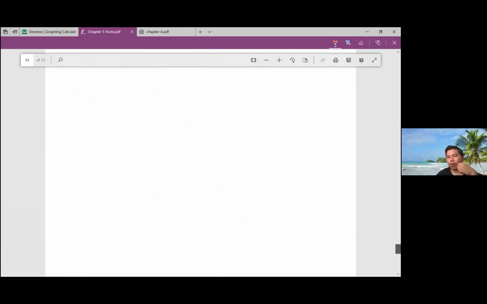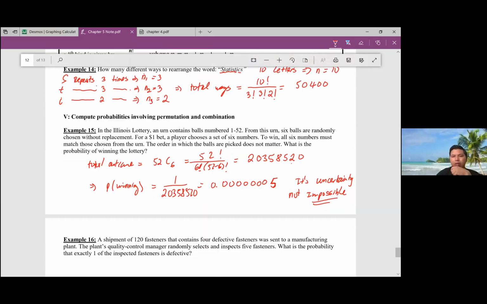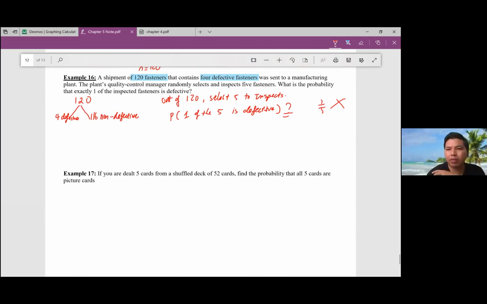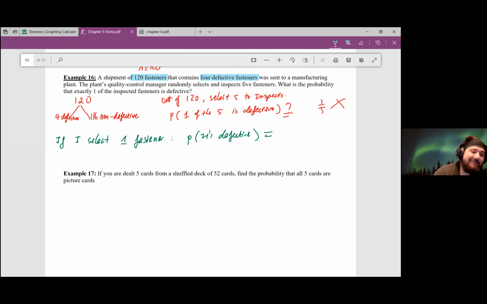If I go back to this problem that we are currently dealing with, I'm going to make an if statement. If I select 1 object, if I select 1 fastener, what is the probability that it's defective? This is very simple. Not 1 out of 120, a bit more than that. 4 out of 120. There you go, 4 out of 120.